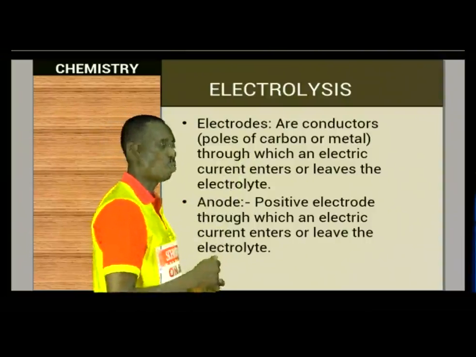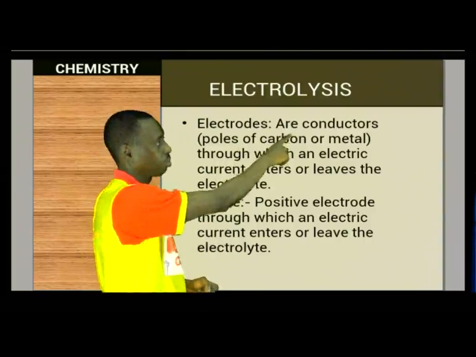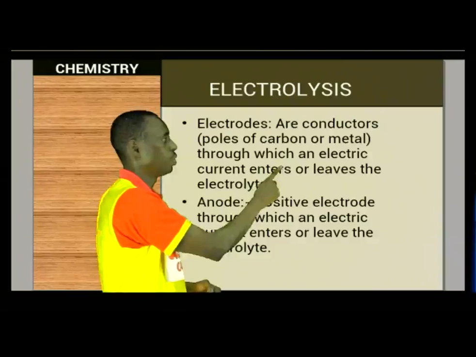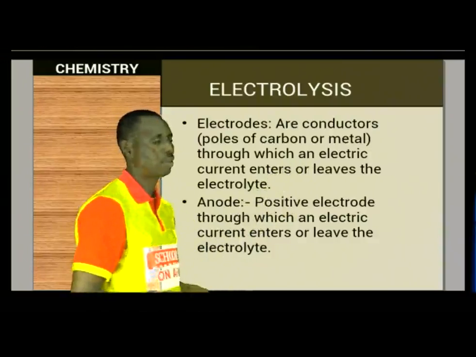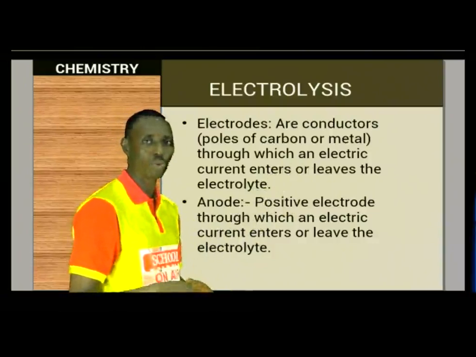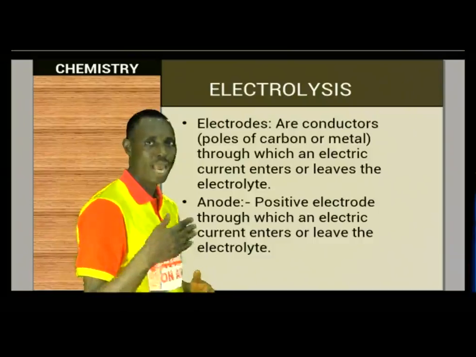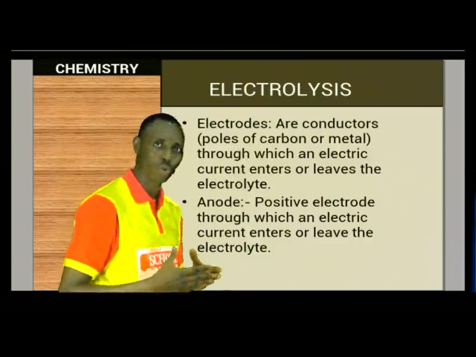More so, another word that we also use in electrolysis is electrode. What's the meaning of the word electrode? Electrodes are conductors, poles of carbon or metals, through which an electric current enters or leaves the electrolyte. So in electrolysis now, we talk about the poles, the positive poles, the negative poles. So the electrodes are conductors, or referred to as poles.